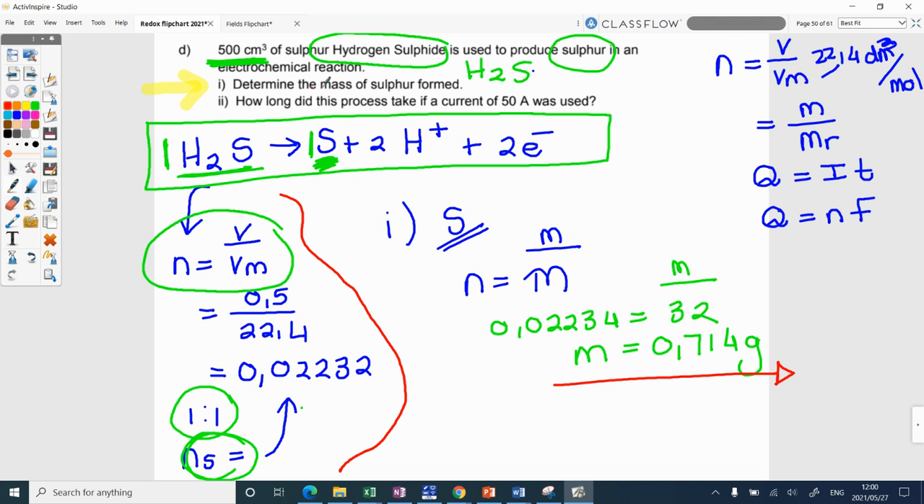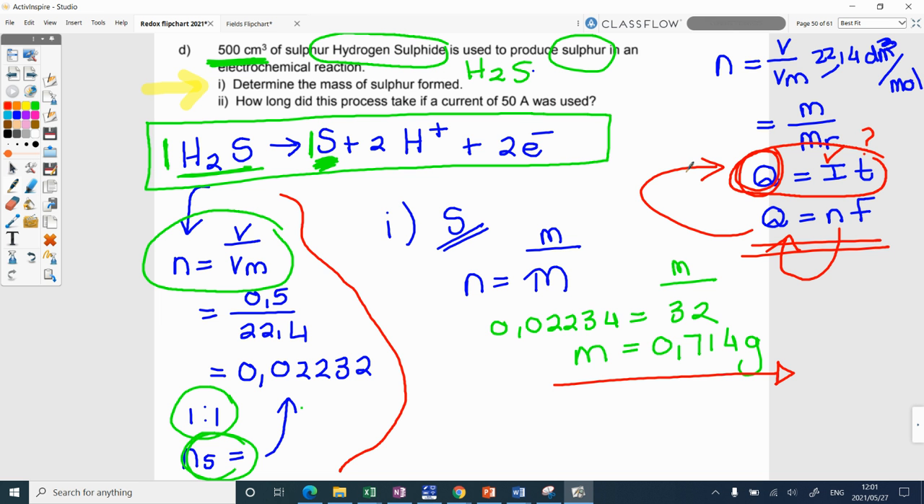Now for number 2, it says, how long did this process take? So what are they asking for? Time. You need to realize that the formula you're going to use for time is Q = It. We want the time, we have the current, but we don't have Q. That is why we needed the moles of electrons, so that it can give us Q, so that we can stick Q into that equation. Does that process make sense? That is what I did on the next page. You didn't need the mass, you just need the moles, because we're not really interested in the mass.